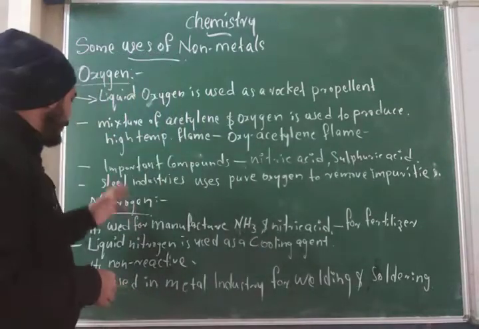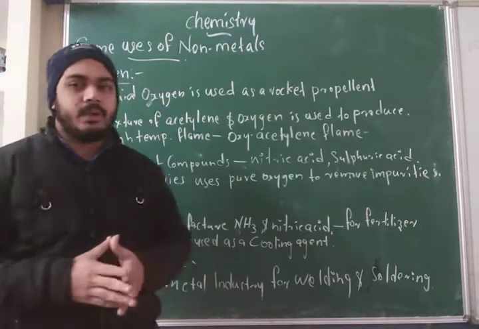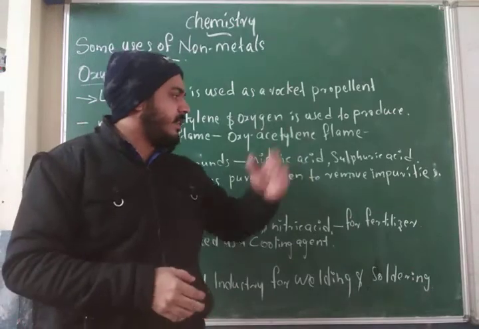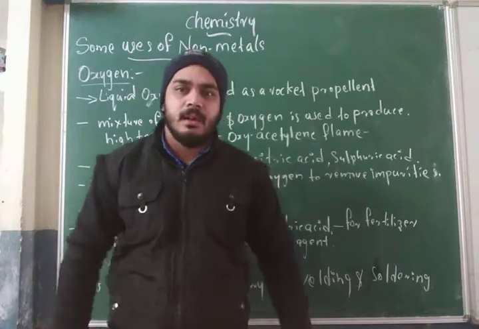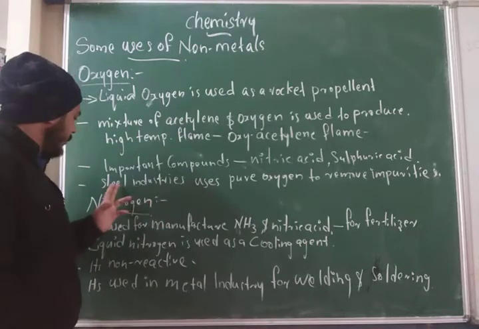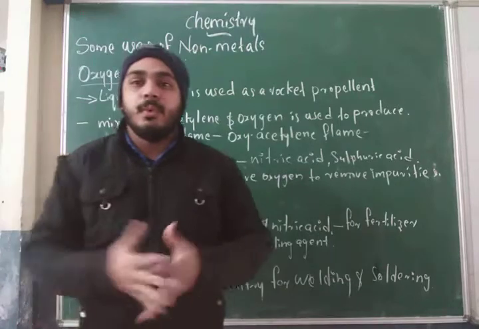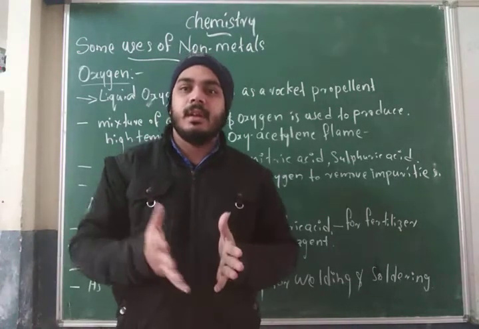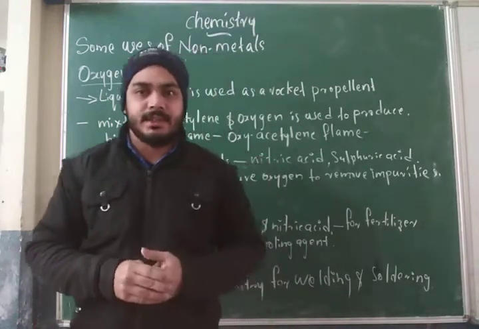And the next use is making important compounds. Oxygen is also helpful in preparing compounds like nitric acid and sulfuric acid for industrial purposes. And next, in the steel industry, pure oxygen is used to remove the impurities. These are the main uses of oxygen.